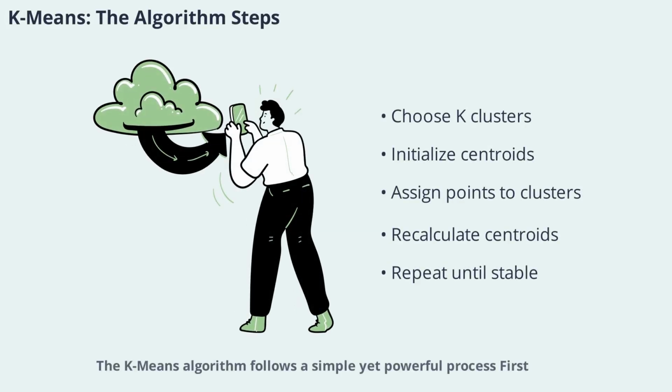The k-means algorithm follows a simple yet powerful process. First, you choose the number of clusters, k. Next, the algorithm randomly initializes k centroids. Each data point is then assigned to the nearest centroid, forming clusters. The centroids are recalculated as the mean of all points in each cluster. This process repeats until the centroids no longer change significantly, indicating that the clusters have stabilized. The final result is a set of well-defined clusters in your data.